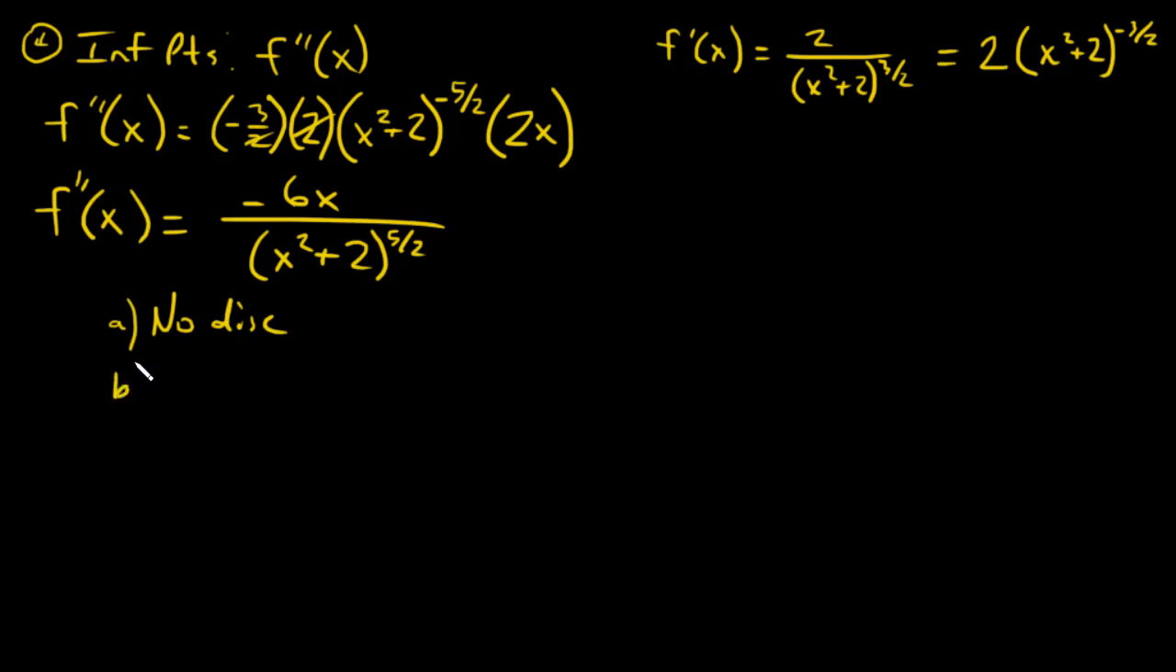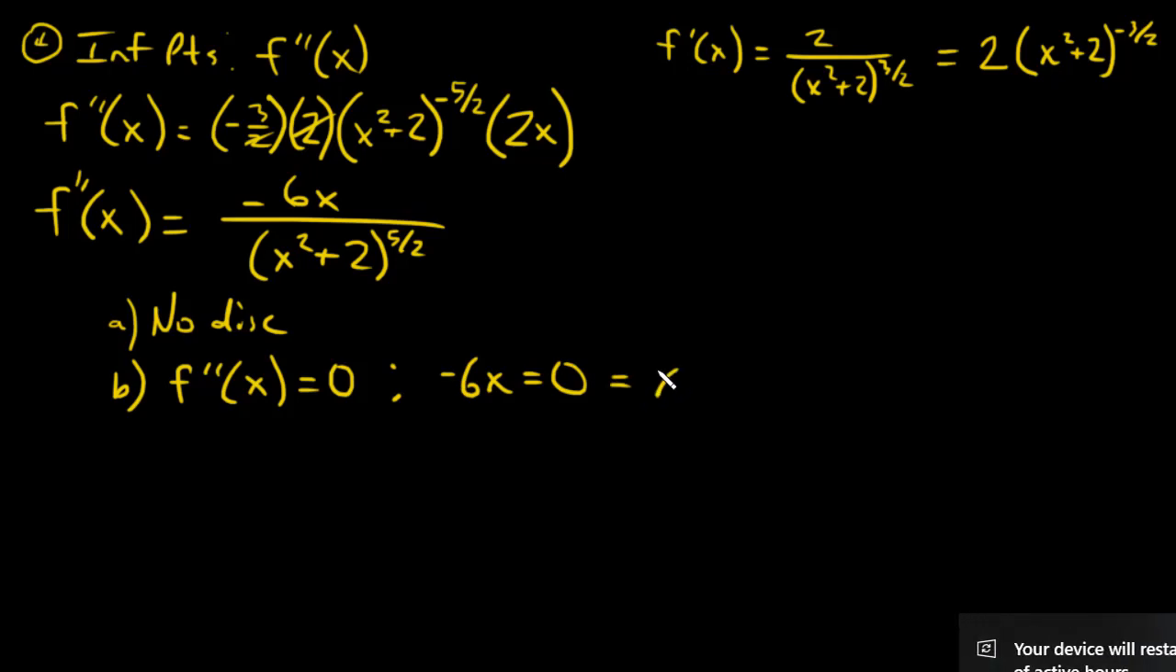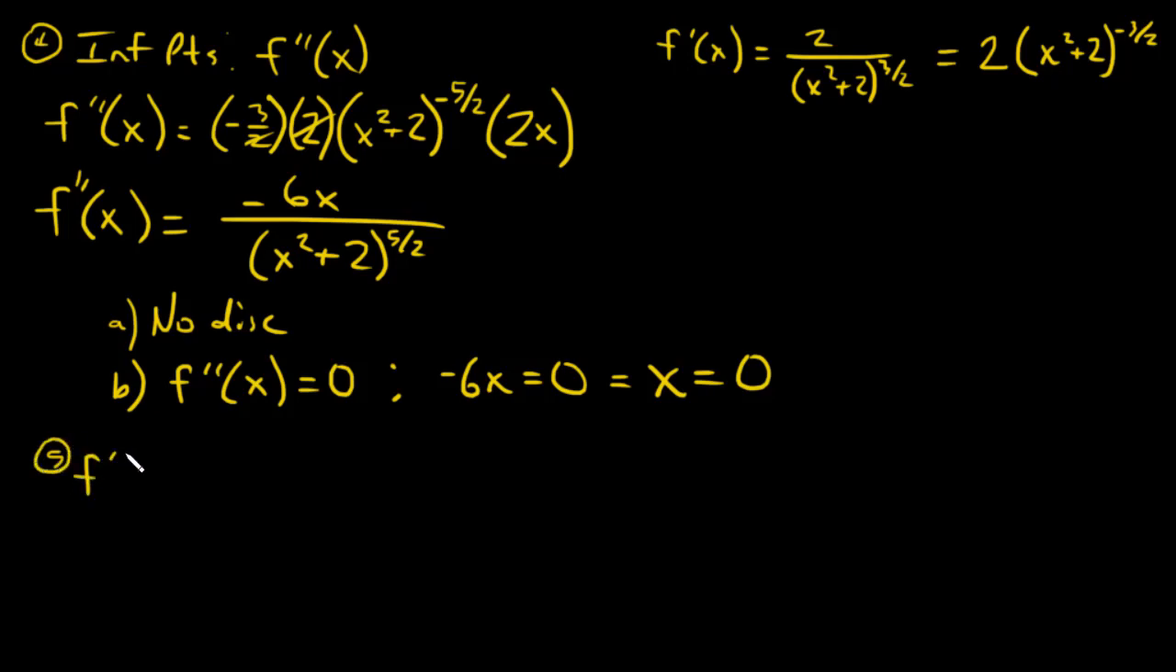again, and now I can look at f double prime of x equals 0. Well, that implies that negative 6x equals 0, which means that x equals 0. Alrighty, so now that I've got this set up like this, I've got my inflection point, and I can move to step 5, which is the f double prime chart.